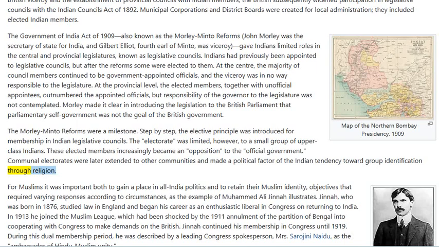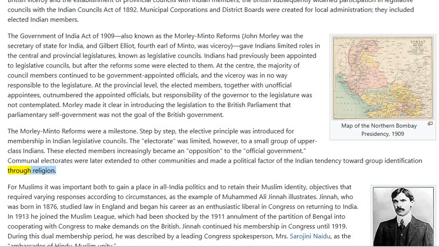on returning to India. In 1913, he joined the Muslim League, which had been shocked by the 1911 annulment of the partition of Bengal into cooperating with Congress to make demands on the British. Jinnah continued his membership in Congress until 1919. During this dual membership period, he was described by a leading Congress spokesperson, Mrs. Sarojini Naidu, as the ambassador of Hindu-Muslim unity.